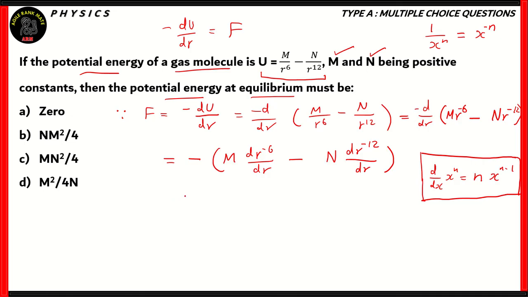So now that we know that, let's apply that on both quantities. So minus of, and inside the bracket you have m times, since it's r raised to minus 6, it'll be minus 6 r raised to minus 6 minus 1, which is minus 7. Similarly, you have n times minus 12 r raised to minus 13.